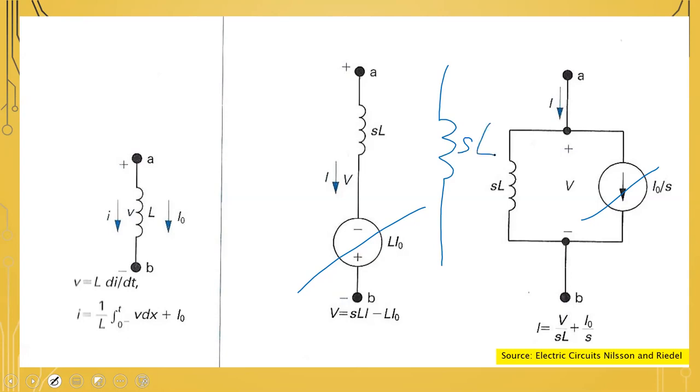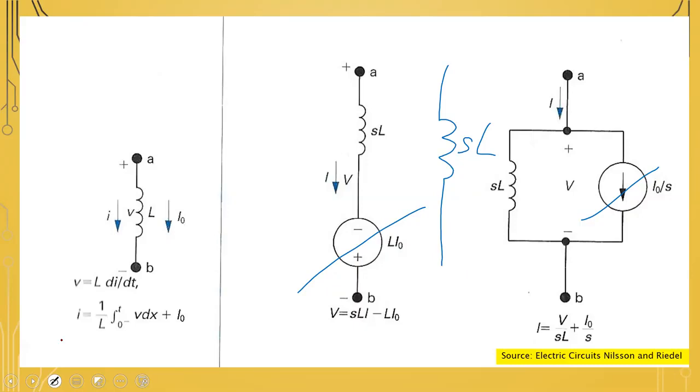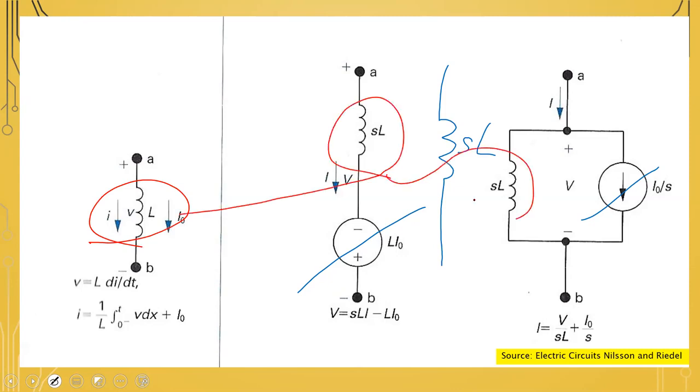All right? So the comparison that I want you to take note of is that within the time domain, the inductor is L. When we transfer it to the frequency domain, it becomes sL. So that's the key. So we draw a circuit within the time domain. When we redraw the circuit in the frequency domain, the inductance becomes sL.